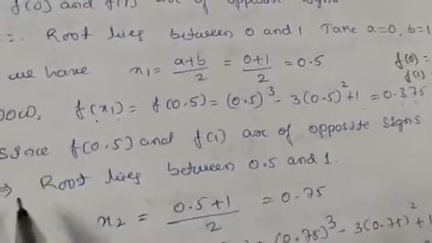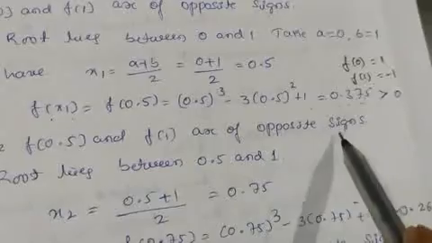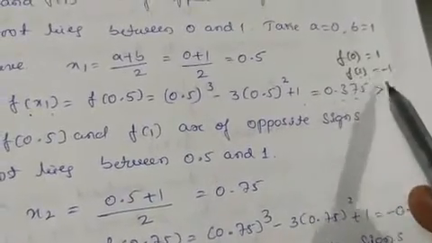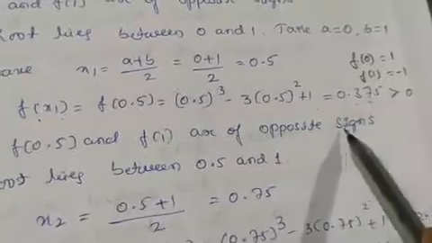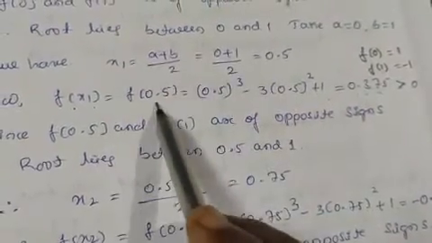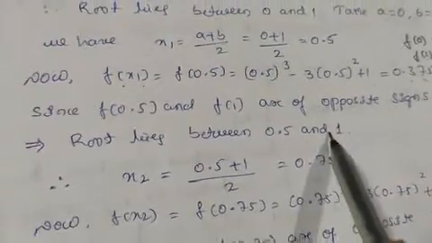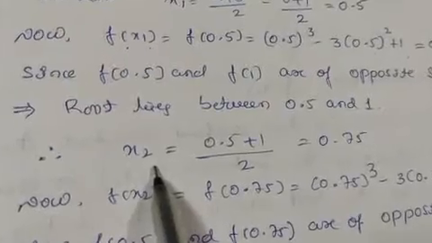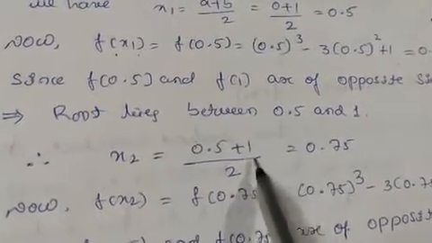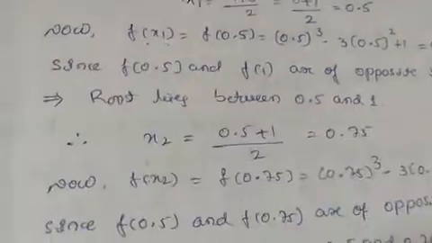So next, since f of 0.5 and f of 1 are of opposite signs, because f of 0.5 is positive and f of 1 is negative, therefore they are of opposite signs. Therefore, the root lies between 0.5 and 1. So you have to divide this interval once again. That is x2, second approximation. x2 is equal to 0.5 plus 1 divided by 2. So it is equal to 0.75. 1.5 divided by 2 is 0.75.